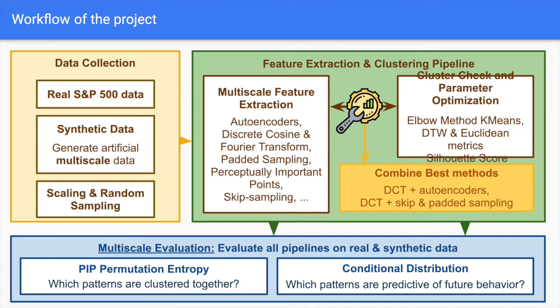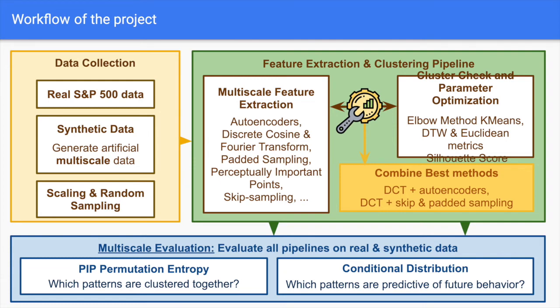Secondly, how can we extract multi-scale features from this data? We explore a variety of different methods from financial engineering, physics, and machine learning. We cluster the features extracted from these methods using k-means and evaluate them with the appropriate metrics. And then, once we have the best methods, we combine them together to extract even better features. Finally, how can we make sure that our methods are capturing multi-scale patterns? We explore 2 ideas, which are permutation entropy and conditional distribution.